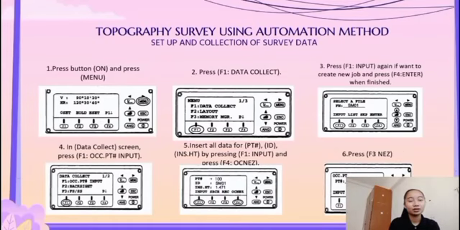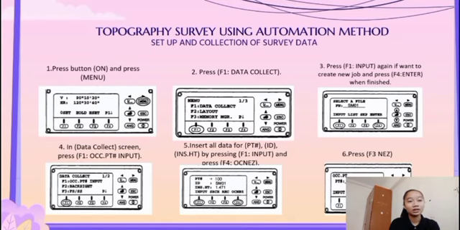Topography survey using automation method. Setup and collection of survey data. 1. Press button on and press menu. 2. Press F1 data collect. 3. Press F1 input again if you want to create a new job and press F4 enter when finished. 4. In the data collection screen, press F1 OCC PTH input. 5. Insert all of the data PTH ID, INSHT by pressing F1 input and press F4 or CNEH.